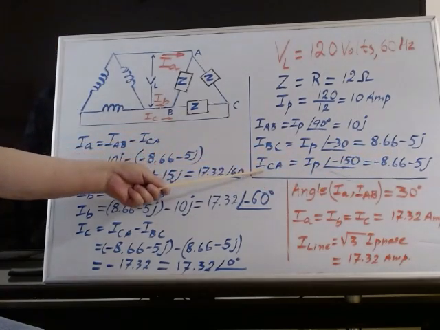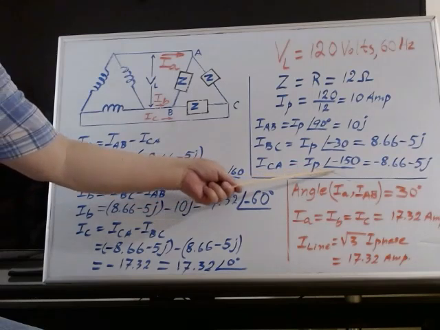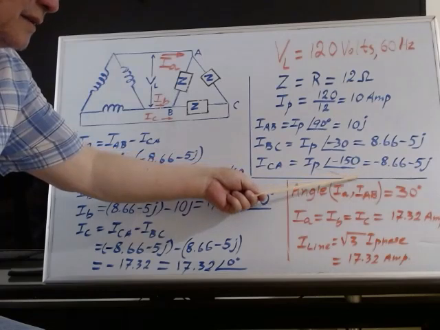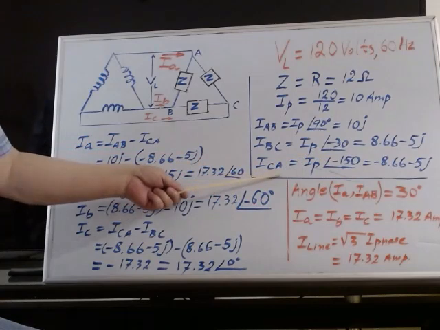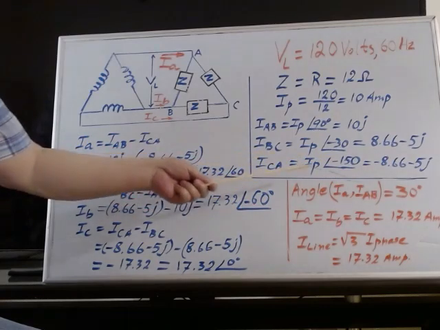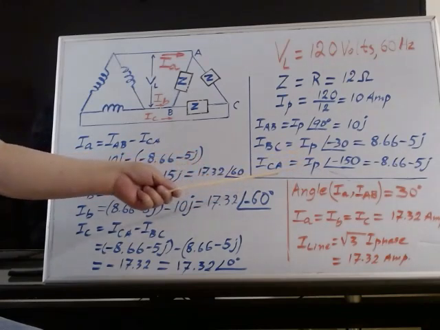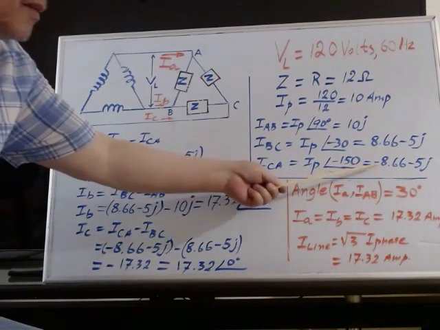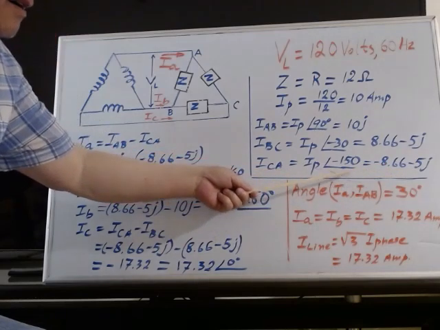It is the same for the phase current ICA, which is equal to I phase with an angle of minus 150 degrees. This is because we need between ICA and IBC an angle of 120 degrees. The value of ICA is equal to minus 8.66 minus 5J in rectangular form.